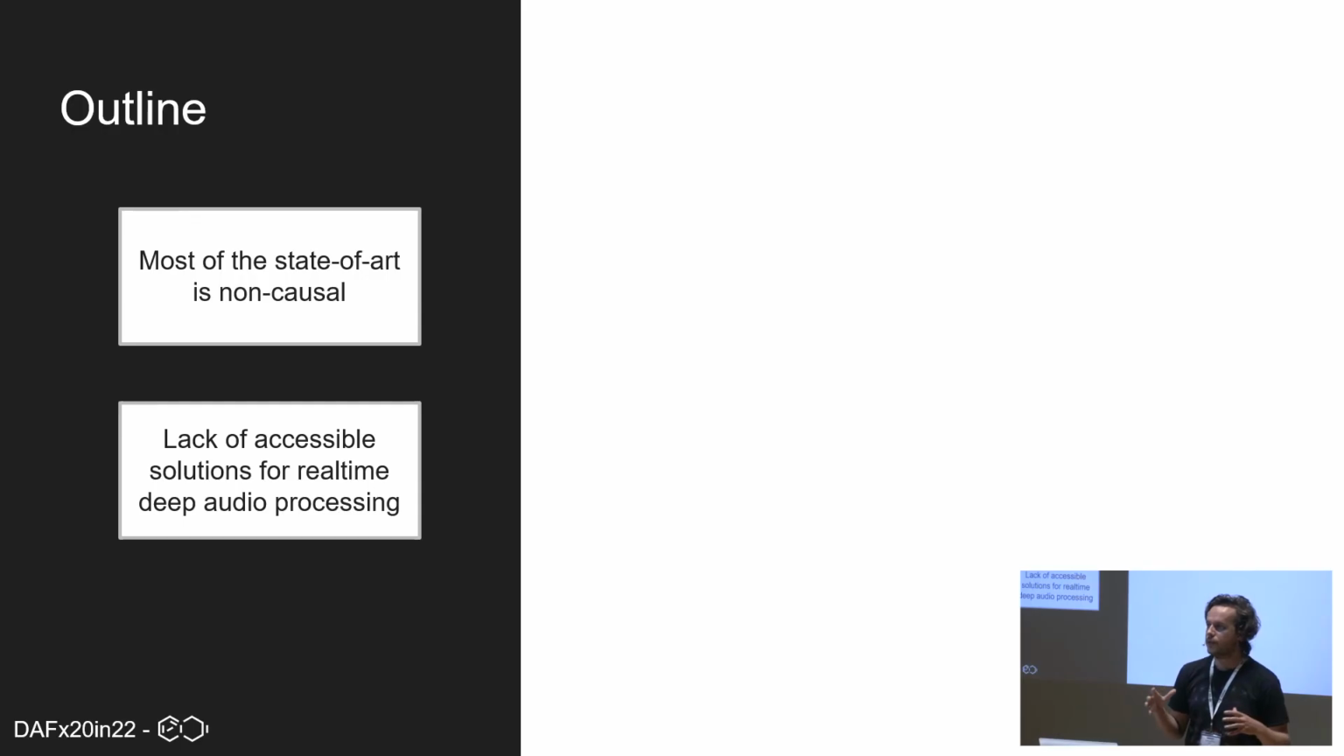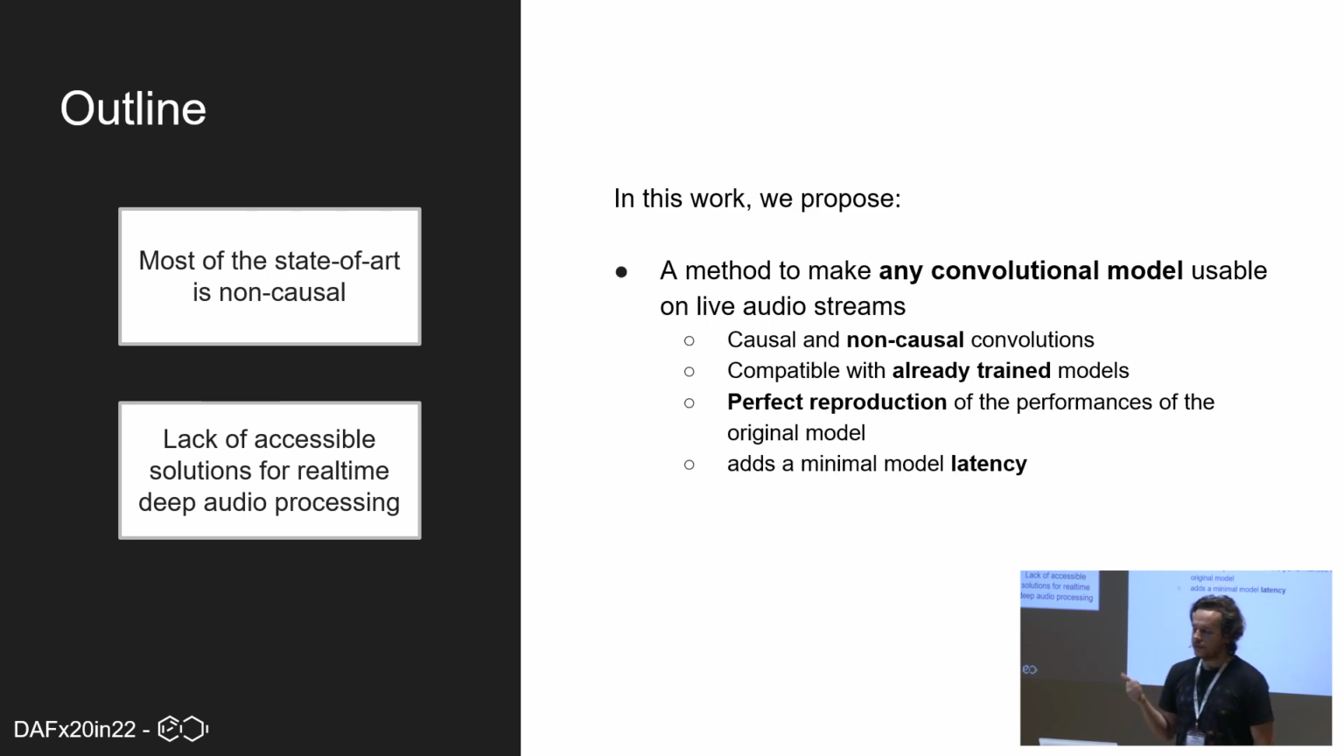And more generally, there is currently a lack of accessible tools for integrating general deep learning audio models inside real-time audio processing frameworks. Thus, in this work, we propose a method to make any convolutional model streamable, both causal and non-causal convolutions. Our method is compatible with already trained models. You don't have to retrain from scratch using some kind of causal reconfiguration. Our method yields a perfect reproduction of the original model behavior, at the expense of a minimal model latency when processing a stream.